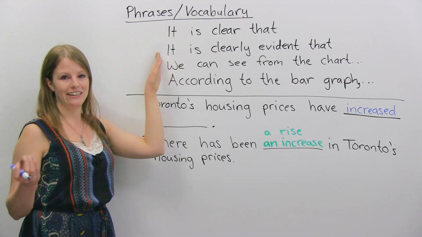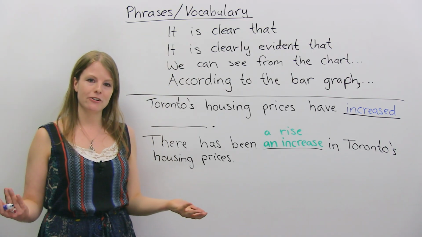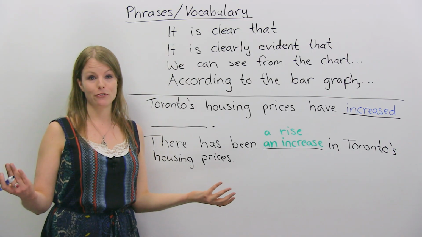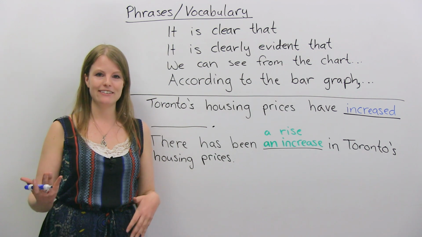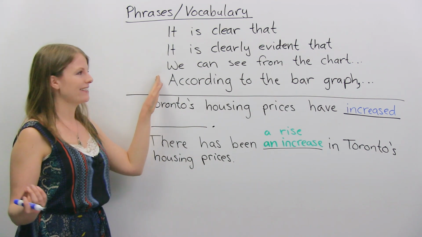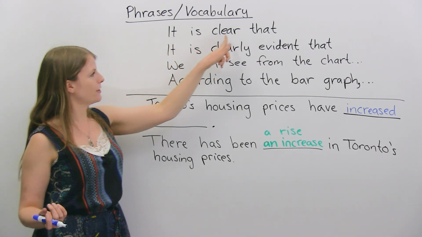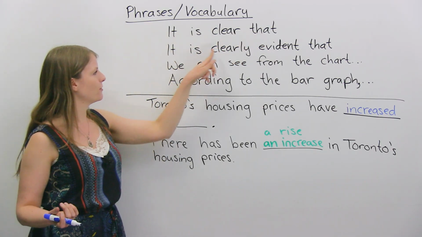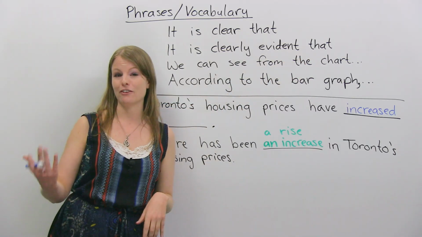What's even better than this is the next one. It is clearly evident that. Why is this better to use? Well, for the simple reason that it's longer, and you need to have 150 words, right? So each word you use counts. So let's count: 1, 2, 3, 4 versus 1, 2, 3, 4, 5. So you're getting an extra word in there.